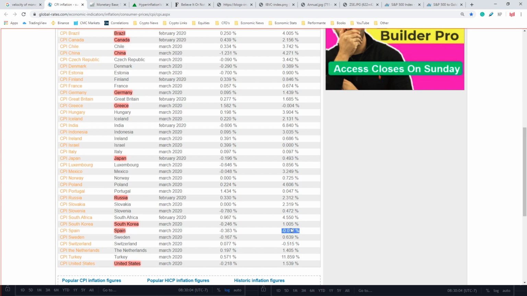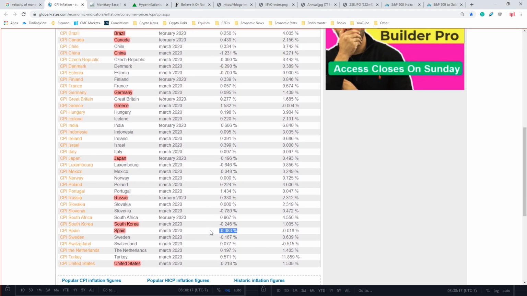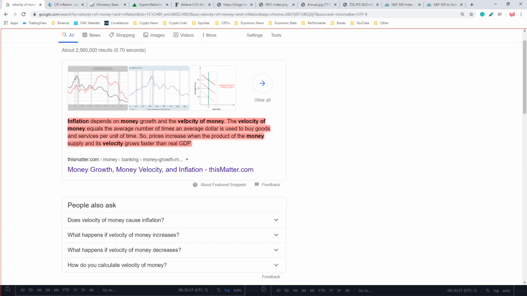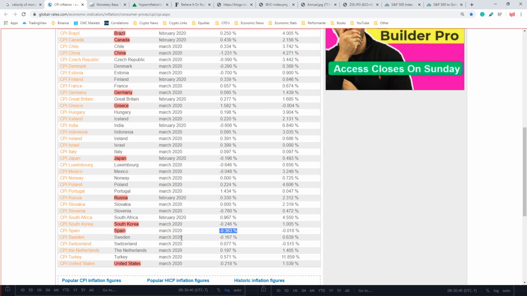Spain's actually in a deflation right now, especially month-to-month, negative 0.383 because of the decrease in velocity. And obviously Spain's getting really hit hard with COVID, so they're going to be basically printing a lot of money in terms of the ECB, as well as just the velocity of money absolutely stopping. So the inflation, like we talked about, is going to decrease due to the velocity of money, which equals the average number of times an average dollar is used to buy goods and services. That's decreasing, so you're seeing deflation within Spain.